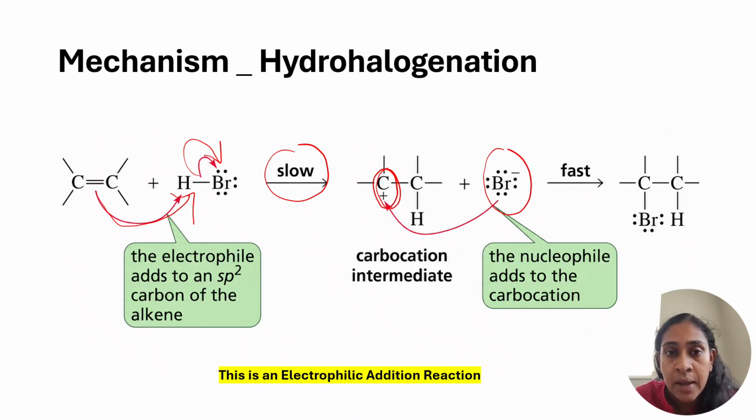Formation of the carbocation is therefore very important in determining the reaction rate and the major product. In the second step, the bromide ion acts as the nucleophile and attacks the positively charged carbocation. This step is relatively fast and produces the alkyl bromide. So remember, electrophile first, carbocation intermediate second, and then the nucleophilic attack.